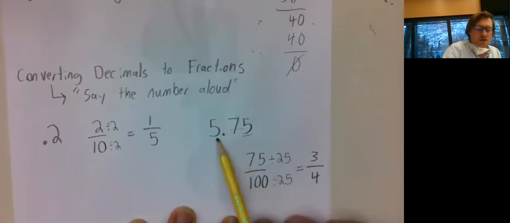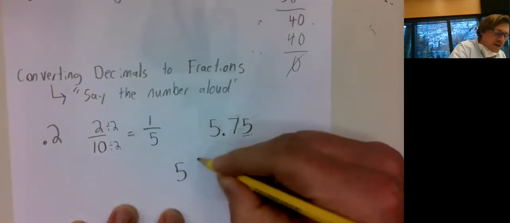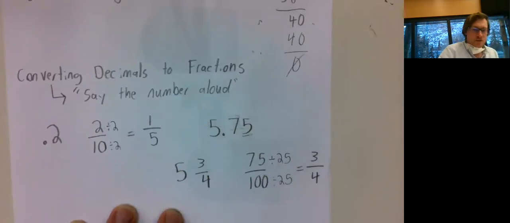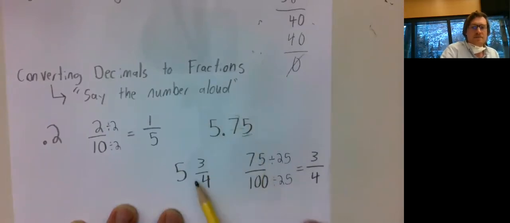But let's not forget, we started with the whole number 5. So my final answer is 5 3/4. We took 5.75, or 5 and 75 hundredths, and we converted it to 5 3/4 from a decimal to a fraction.